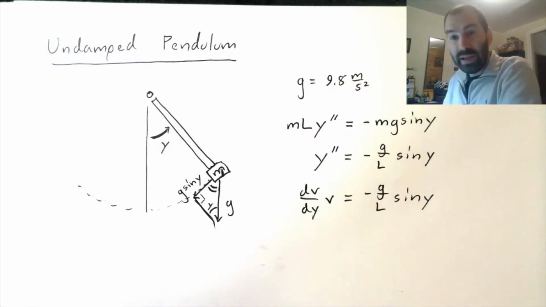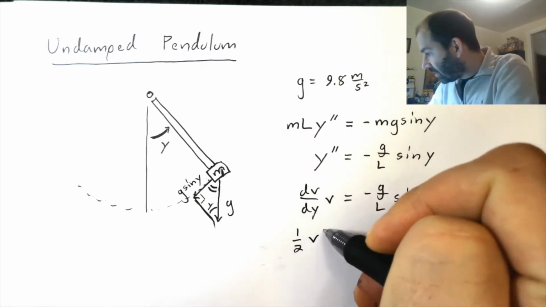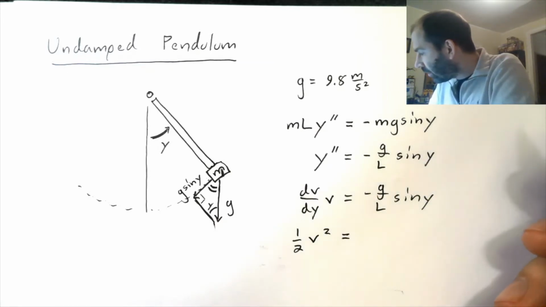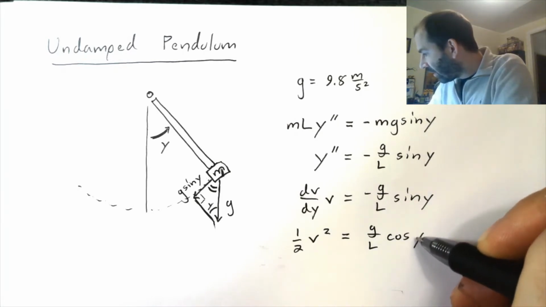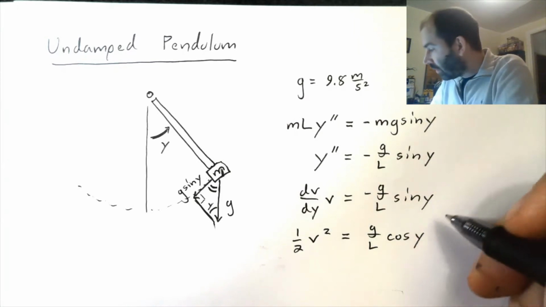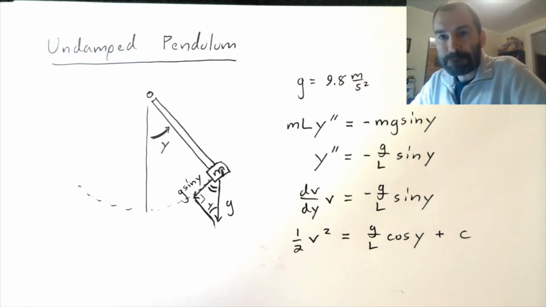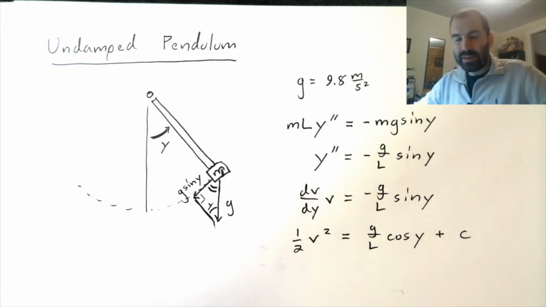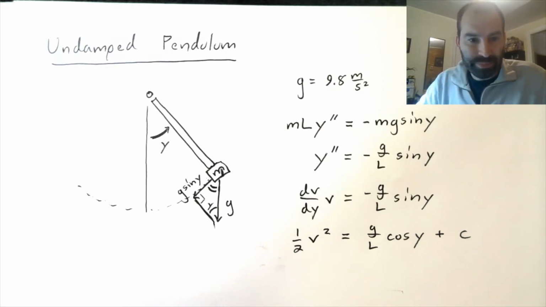3, 2, 1. And you should have gotten this. 1/2 v squared equals, well, what's happening here? Well, the antiderivative is going to be g over l cosine y plus a constant. Okay. Now, what does this look like? Okay, let's go to a graphing program and graph this guy.